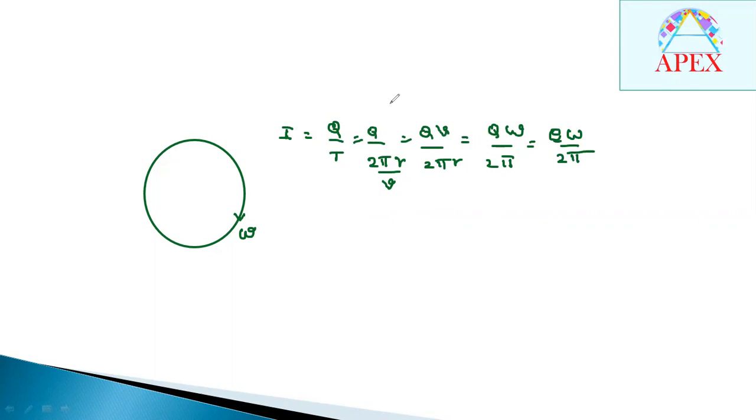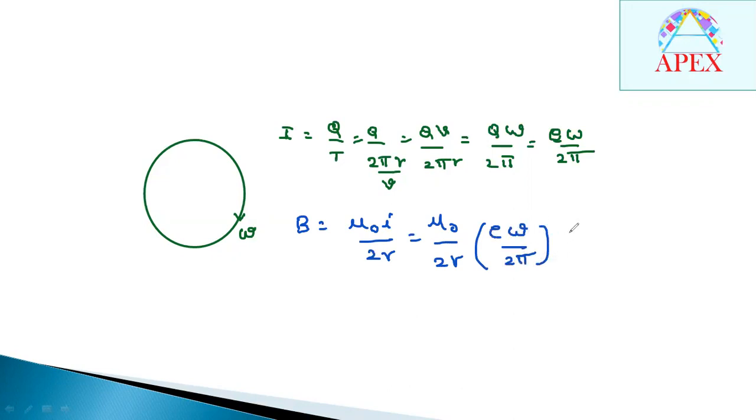And what is the general formula here for magnetic field at center? That is B equal to mu naught I by 2R. In place of current, we can write E omega by 2 pi. And finally, the answer is mu naught E omega by 4 pi R. This is the final formula for the magnetic field at the center of that circular orbit.